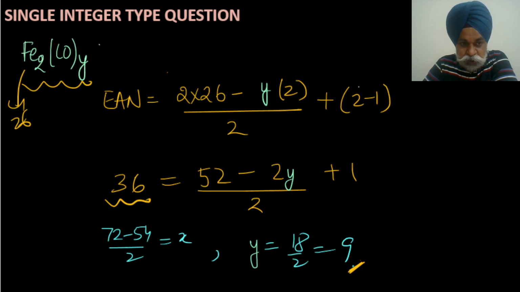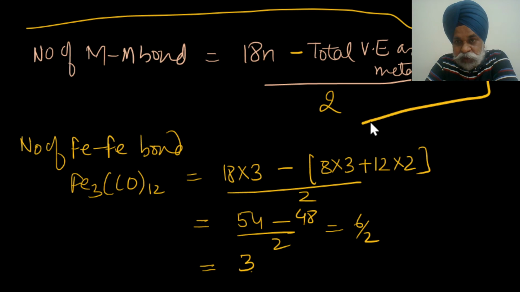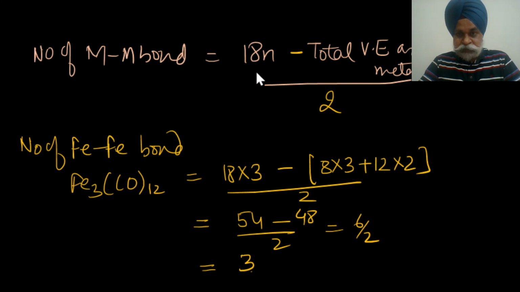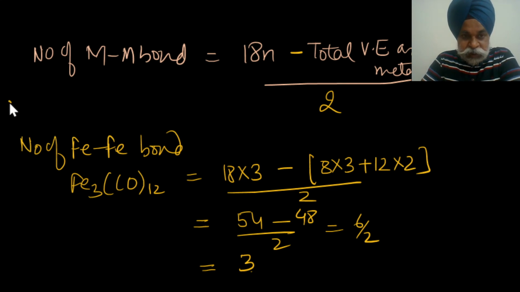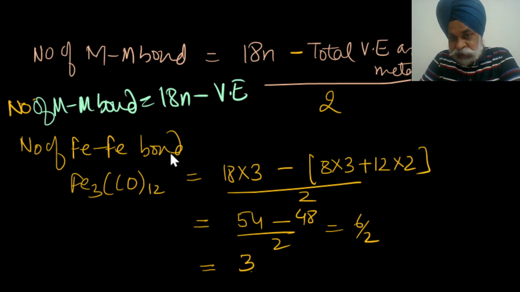If you would also want to do it in some other way, this is another formula whereby, for the metal carbonyls, you could also find the number of metal-metal bonds around it. The way to do it is simple. The number of metal-metal bonds can be written as 18N minus the total number of valence electrons around the central metal atom, divided by 2, where N is the total number of central metal atoms. Just like in this case, if you wanted to find how many Fe-Fe bonds there are in this particular complex.